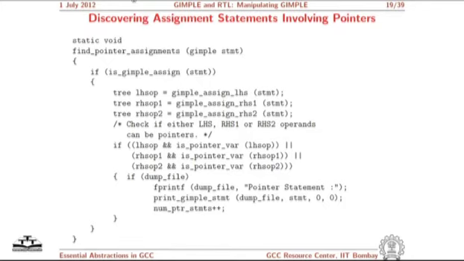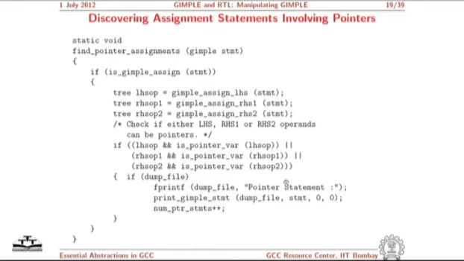So, I figure out whether something is an assignment statement, and then I get the LHS, I get the RHS 1 and RHS 2 operands, and check if either of them can be pointers. I have already written the functions that tell me whether it is a pointer. I first check that the nodes that I get are non null, because I may not have RHS 2, for example. Okay. So, I check if it is non null, is this a pointer, or is this a pointer.